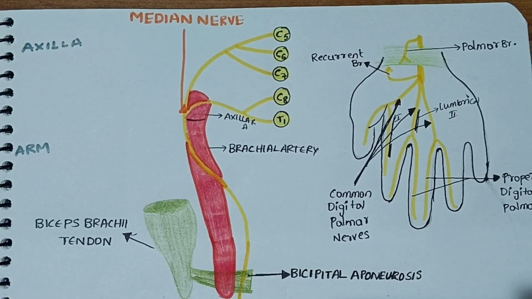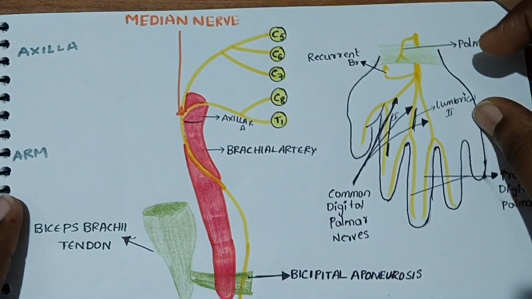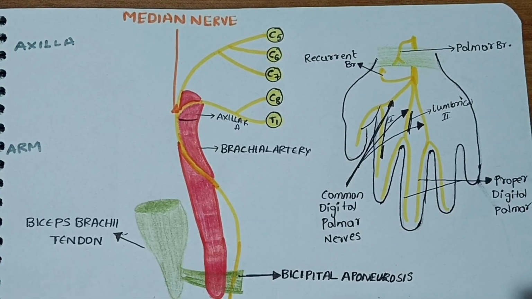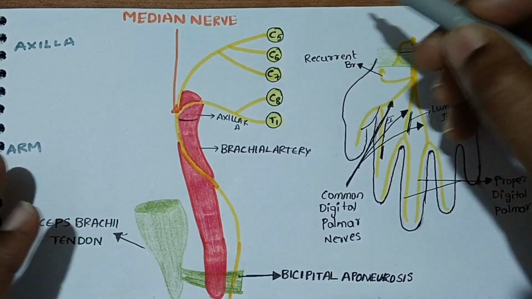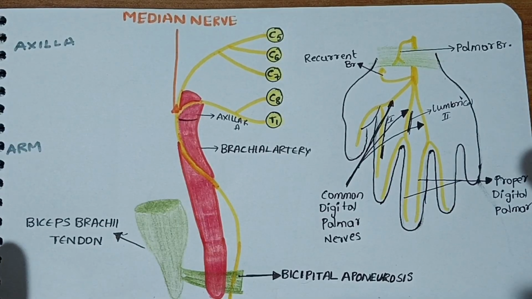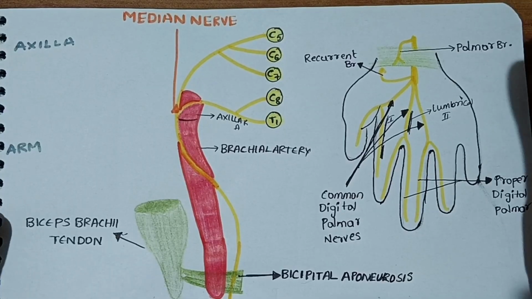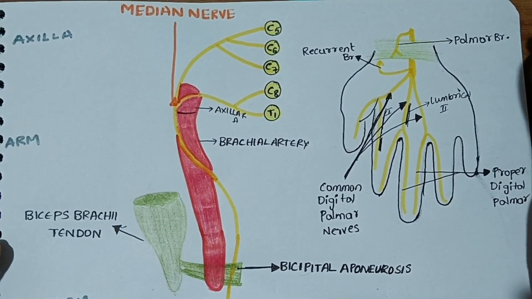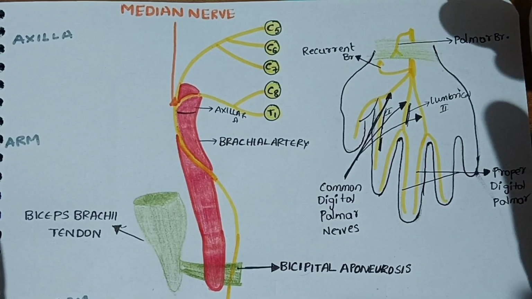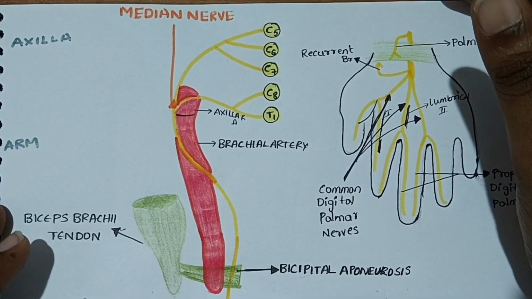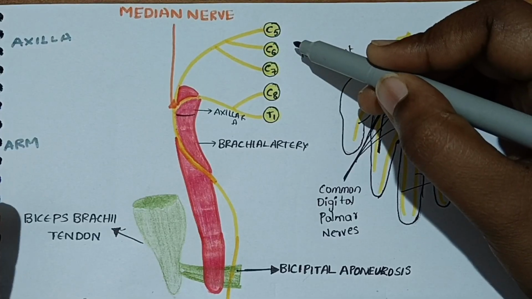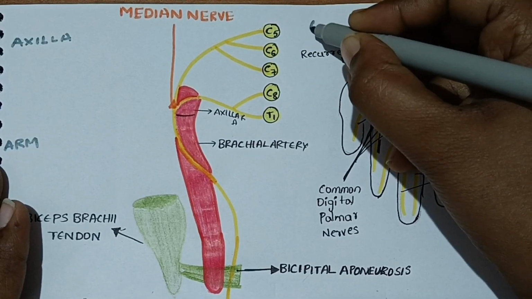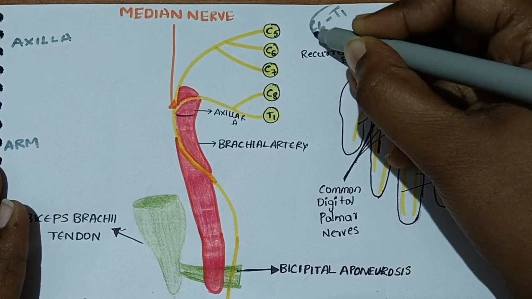When you are going to write any major nerve, start writing with the root value. The root value of the median nerve is what? It is the nerve that has all five roots. What are the five roots? C5, C6, C7, C8 and T1. These are the roots that form the brachial plexus, and these five roots are also involved in the formation of the median nerve. So the root value is C5 to T1.